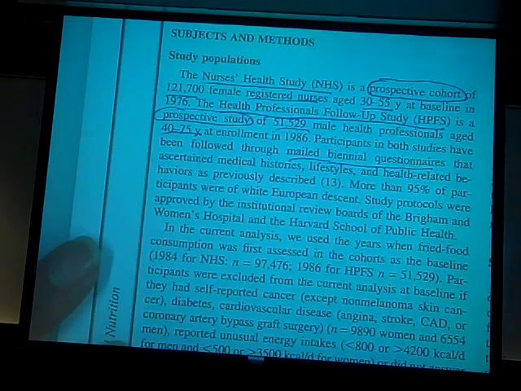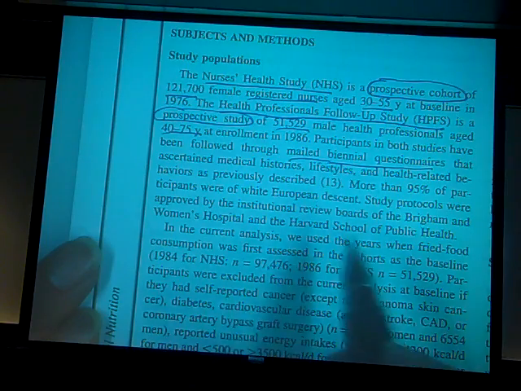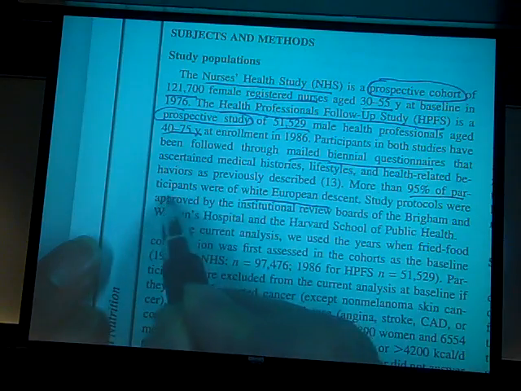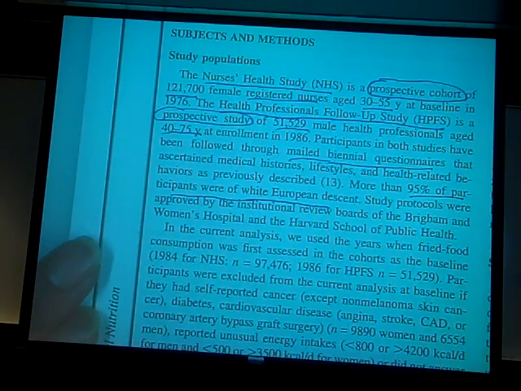Now, as a nutrition epidemiologist, I know a lot about the Nurses' Health Study and the Health Professionals Follow-Up Study without having to read this. I typically know that they are obviously well educated as registered nurses. The Health Professionals Follow-Up Study usually includes a lot of physicians, and so these particular individuals are typically well educated, of higher socioeconomic status, and also here they indicate that more than 95% of the participants were of white European descent.